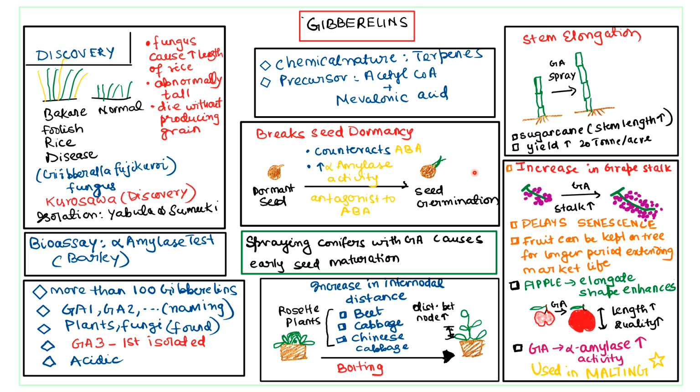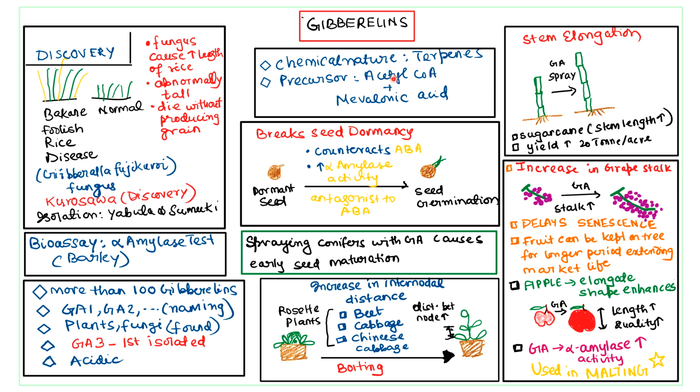The next physiological action is that it increases the grape stalk length. This is a bunch of grapes. When you spray gibberellic acid, again the length is increased. Here the length of the stalk is increased, so more grapes can be found. So overall there is an increase in the yield.